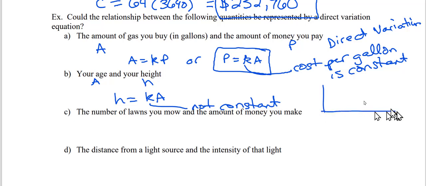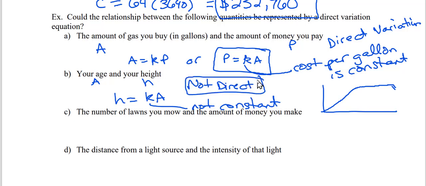So if you look at a graph of this, your height may increase, but then it levels out, and we know that at the end it's going to start decreasing a little bit as you age. So there definitely is not this linear relationship there. Okay, so this is not direct variation.